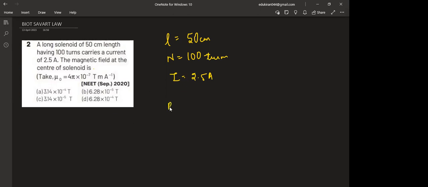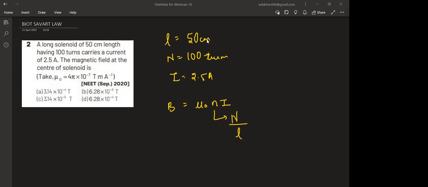So B is equal to mu naught n i. This is what we have discussed. What is the value of n that I should take? Mu naught is very clear, 4 pi into 10 to the power minus 7. Current is also given, 2.5. And 100 by 50, right? We have to write the number of turns per unit length. So the number of turns is 100, per unit length is 50.